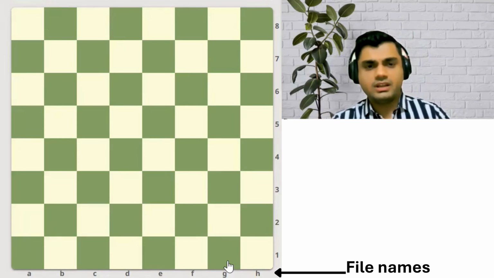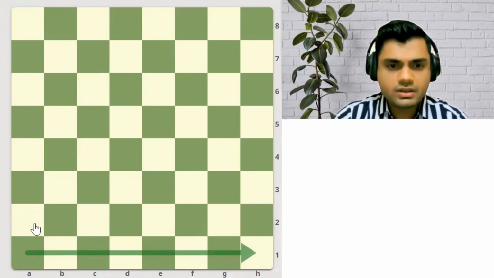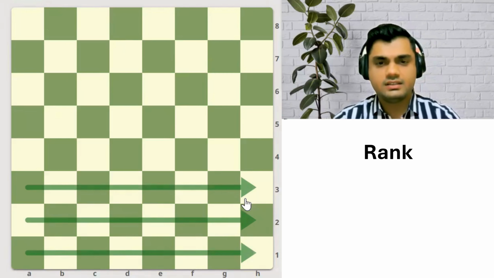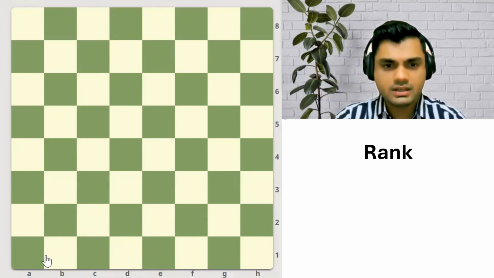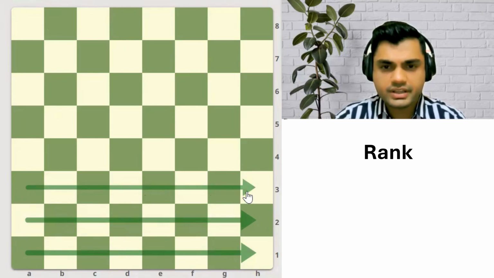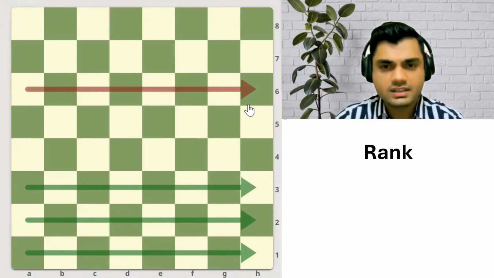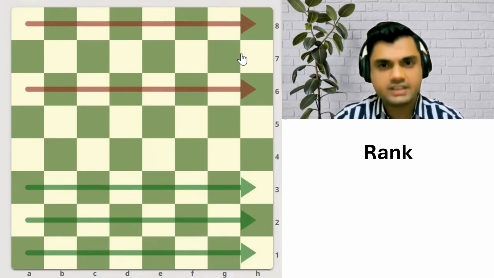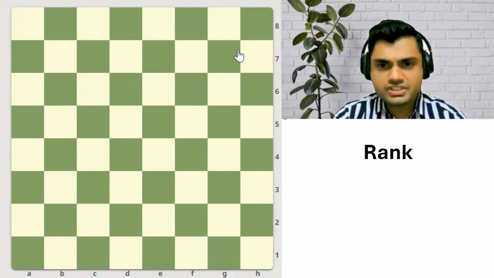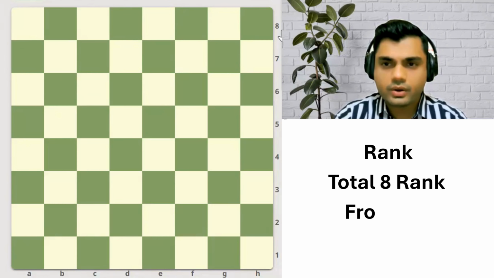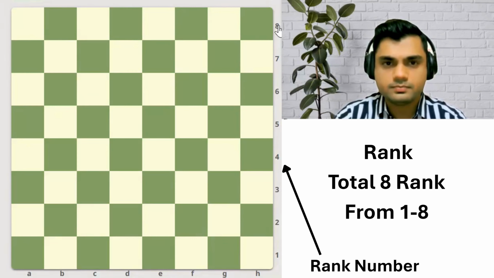Now similarly, can you see the sleeping lines over here? These are called ranks. For example, this is rank 1, this is rank 2, this is rank 3. Can you tell me which rank is this? Yes, rank 6. Good. Which rank is this? Rank 8. Perfect. So on the chessboard there are total 8 ranks from 1 to 8, and all the rank names are written here on the right side of the board.